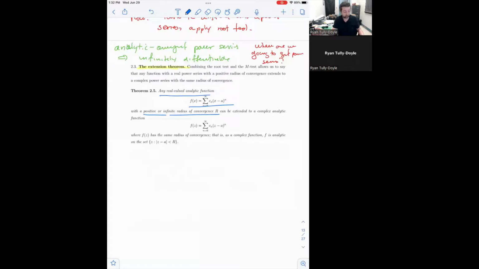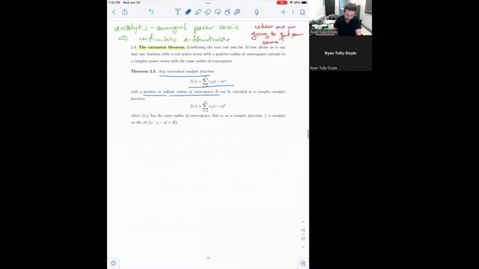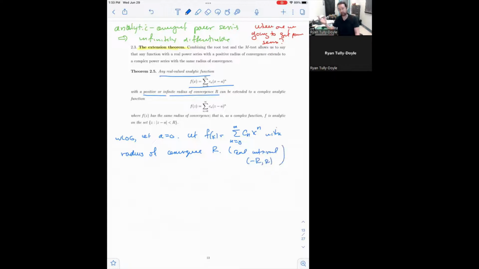It's a striking theorem, actually. And the proof of this one's pretty easy. Without loss of generality, let a be equal to 0. Suppose that we have f of x equal to the sum from n equals 0 to infinity of c_n x to the n, and suppose that it has radius of convergence r. Or if you like, it converges on the real interval from minus r to r. The interval of convergence is an idea from calculus 1.